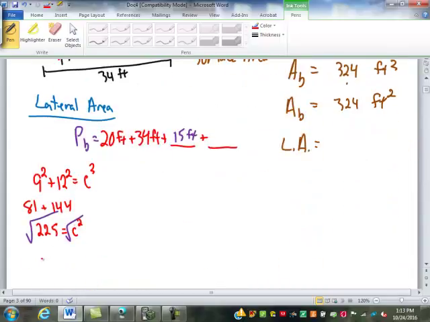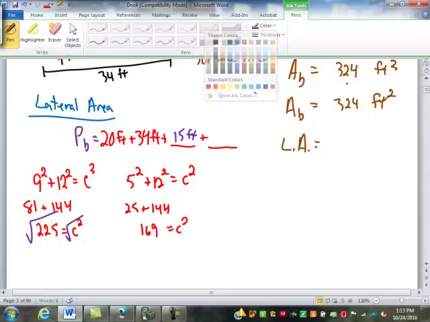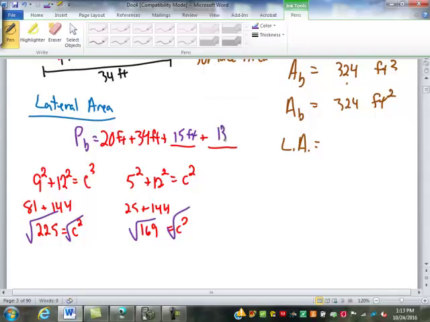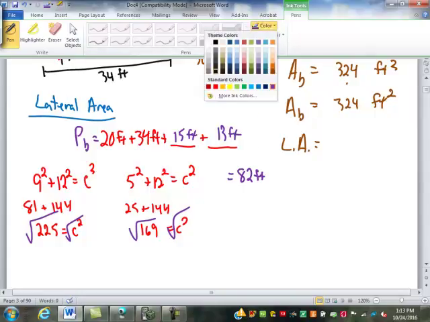So that one's going to be 5 squared plus 12 squared equals c squared. Or 25 plus 144 equals 169 is c squared. Square rooting gives us 13 feet for c. So that all adds up to a perimeter of the base of what? 82 feet. You got it. Use the shift x2 or second x2.